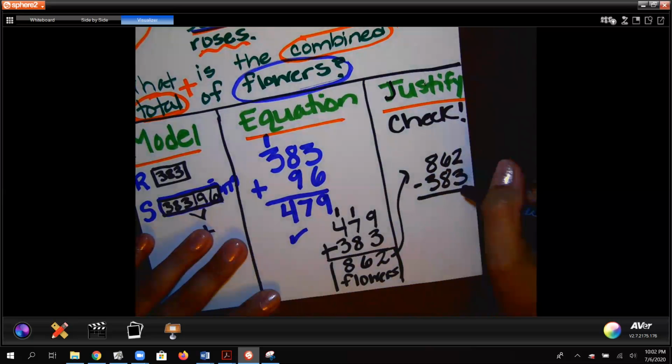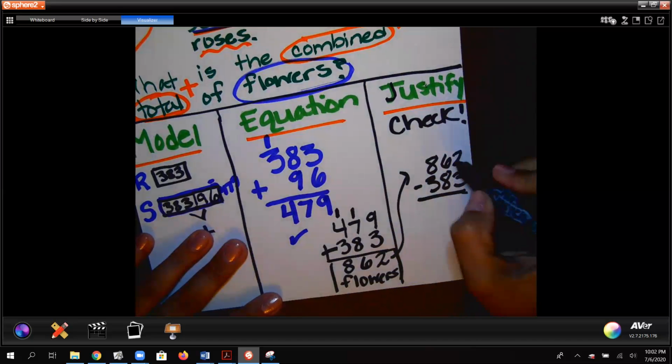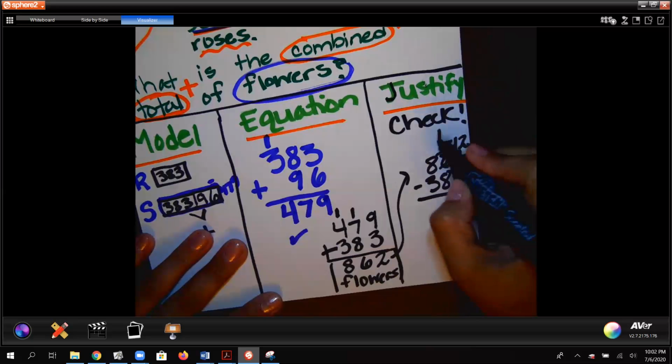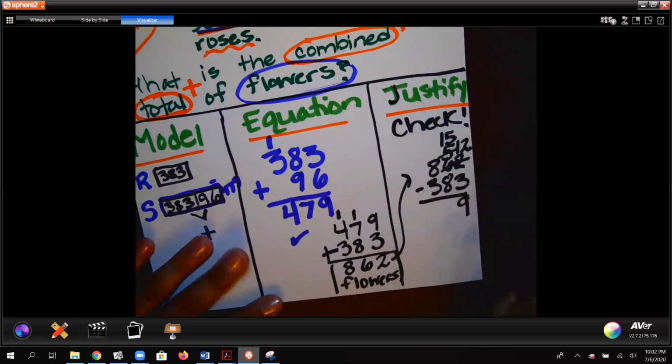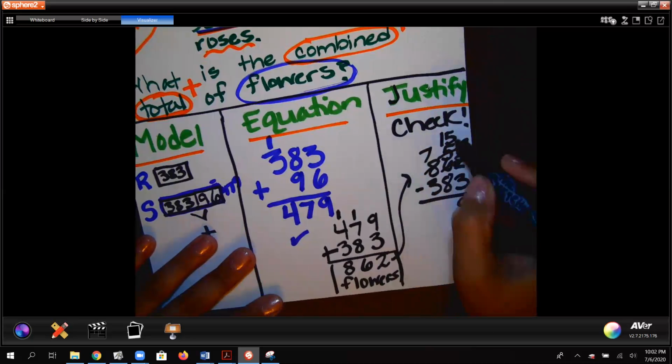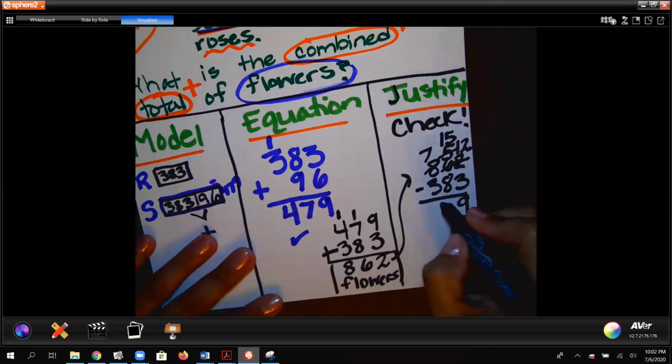2 minus 3, we cannot. More on the floor, go next door, get 10 more. It's a little rhyme to help you remember. This becomes a 12, this becomes a 5. 12 minus 3 is 9. 5 minus 8, more on the floor, go next door, get 10 more. We have to regroup again. This becomes 15. Okay, and this becomes a 7. 15 minus 8 is 7. 7 minus 3 is 4.